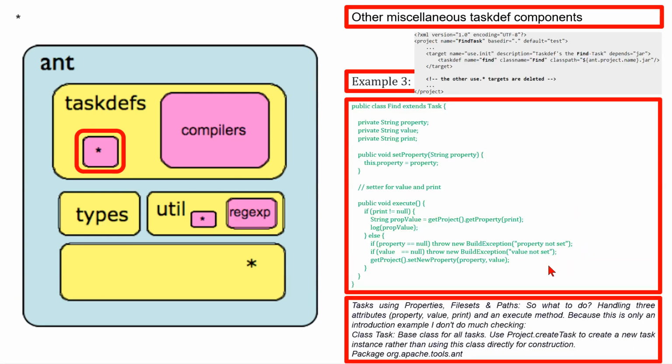Now we are considering tasks using properties, filesets, and path. So what to do? Handling three attributes: property, value, and print, and an execute method. Because this is only an introduction example, I don't do much checking. The class Task, the base class for all tasks, use project.createTask to create a new task instance rather than using this class directly for construction. This is in the package org.apache.tools.ant. With regard to the build environment, you can see the build file here.